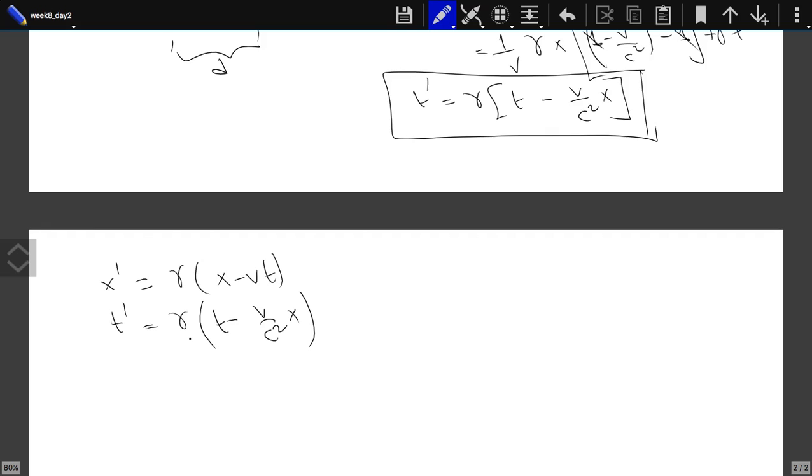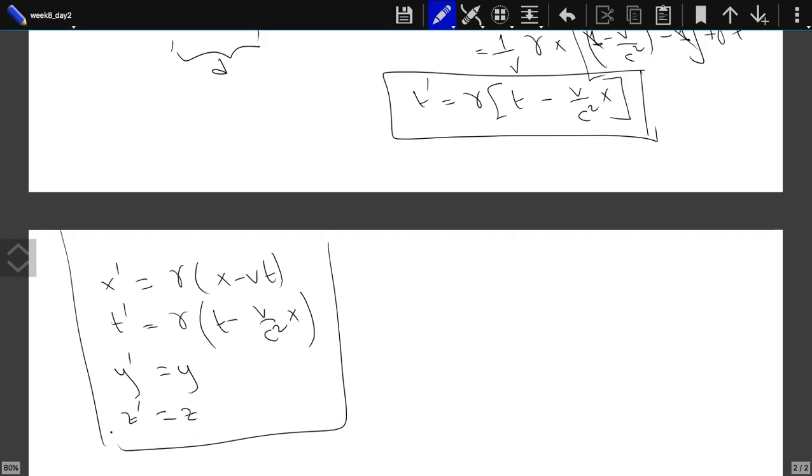Well, there is no contraction in the perpendicular direction of the velocity. So y prime is just y, z prime is just z. So these are what we call the Lorentz transformations.